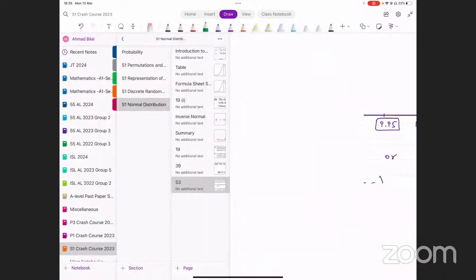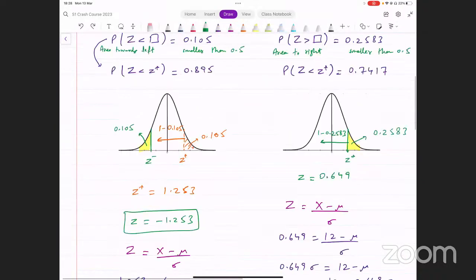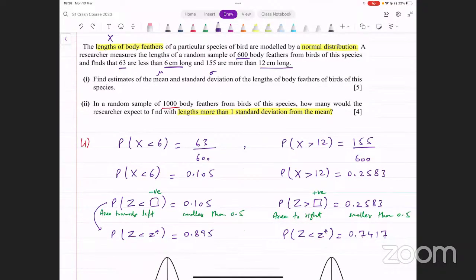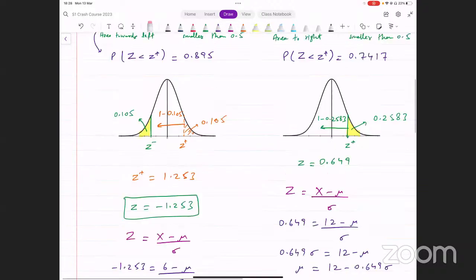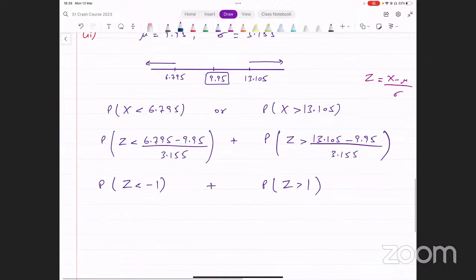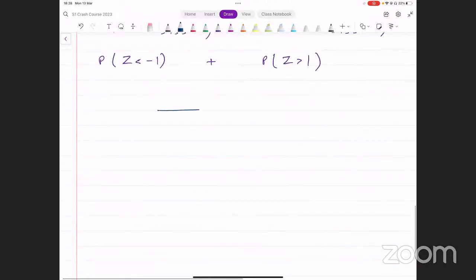In this case, what does the question say? The question says the length should be more than 1 standard deviation away from the mean. So you could just use z here directly. You could say, in z distribution, there's 0 in the middle.